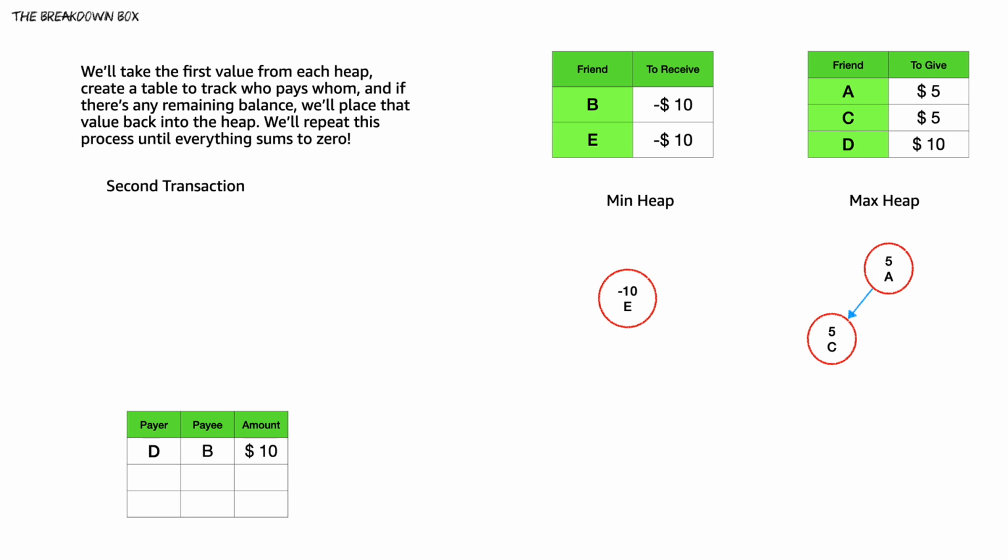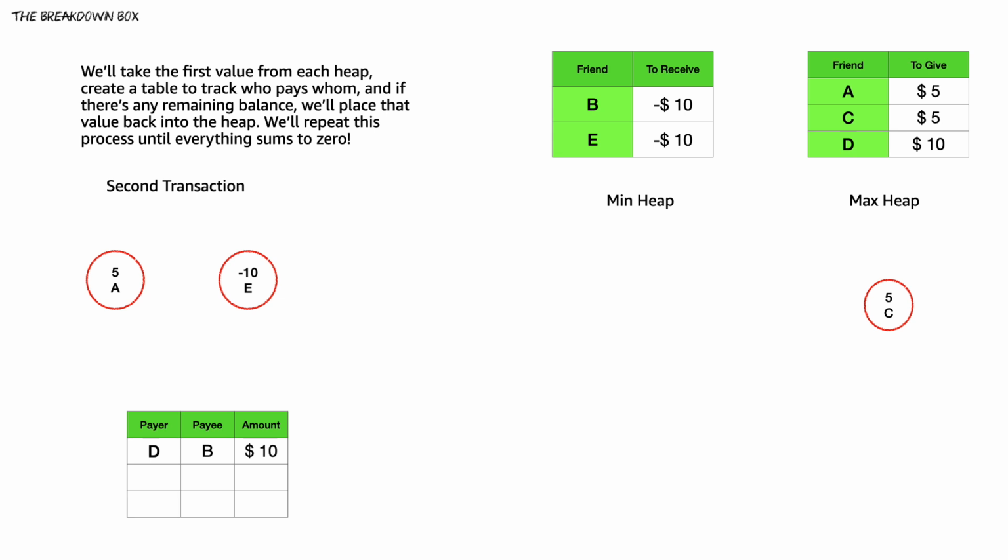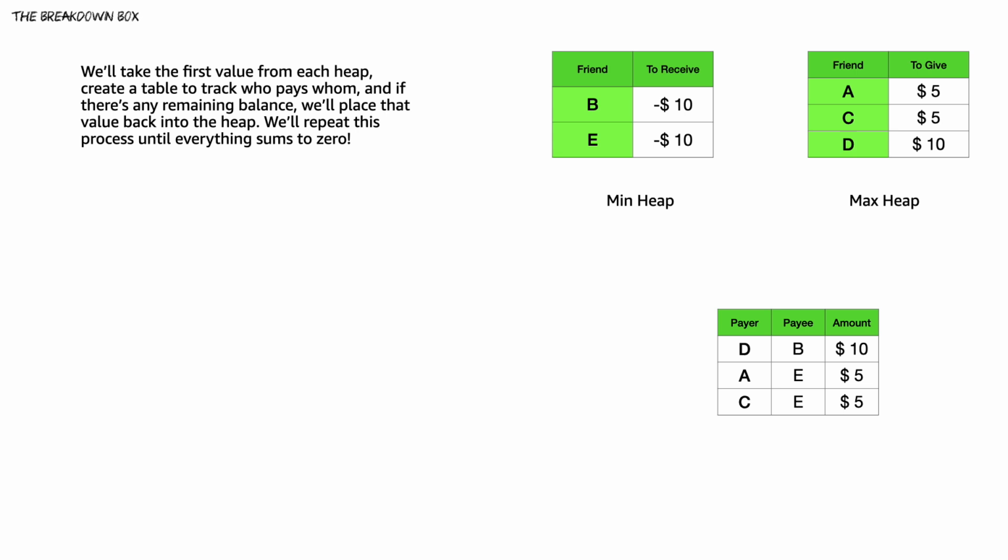Second transaction. Next, we take $5 from A and pass it to E. This clears A's debt. Though E still needs $5 to settle up, we'll put him back into the heap. Third transaction. Finally, we will take $5 from C and give it to E, fully clearing both C and E's amounts. Now both heaps are empty, meaning all debts are settled.